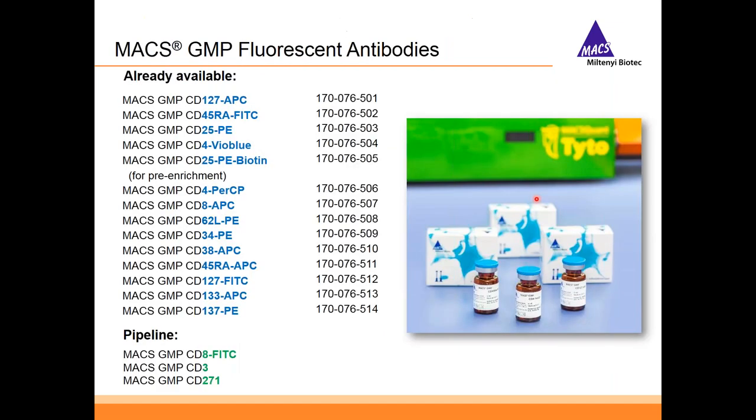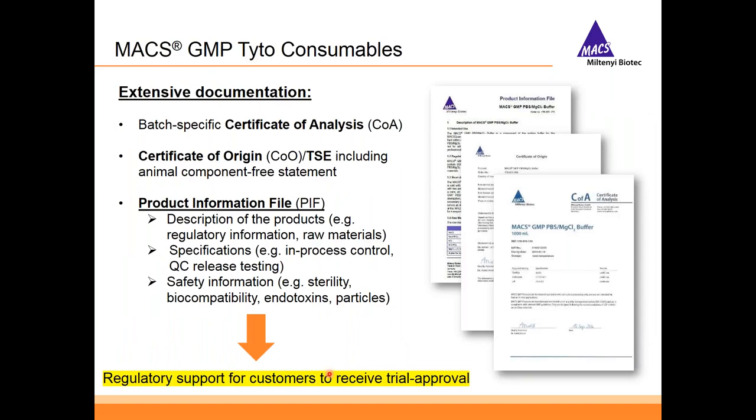format. And here you can see an overview of all the antibodies we provide for several applications in coupled with different fluorochromes. So you really can build up a nice panel depending on your application, of course. And what is the really strong benefit of our MACSGMP products, of our MACSGMP Tyto consumables, is that we provide along with this an extensive documentation, which really makes it much more easy to receive trial approval from regulatory support, and saves a lot of money and work for the customers.